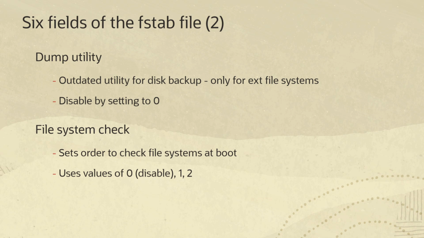The last field in the line sets the order to check the file systems during boot using the e2fsck utility. The values for this field include 0, 1, and 2, where administrators typically set the root file system to a value of 1 and other file systems to 2. Using the value of 0 disables this file system check and is the correct setting for the swap space.